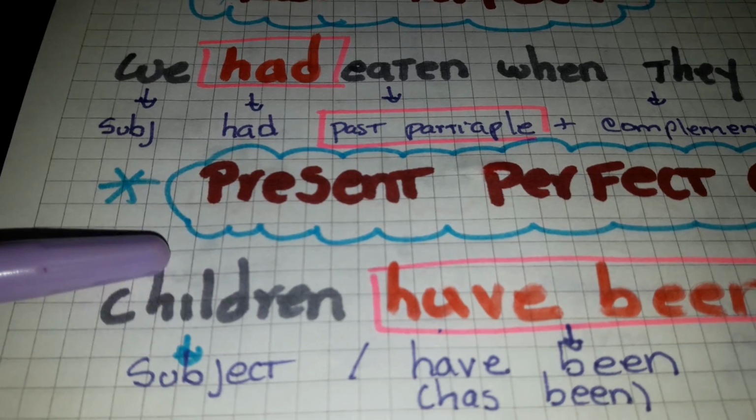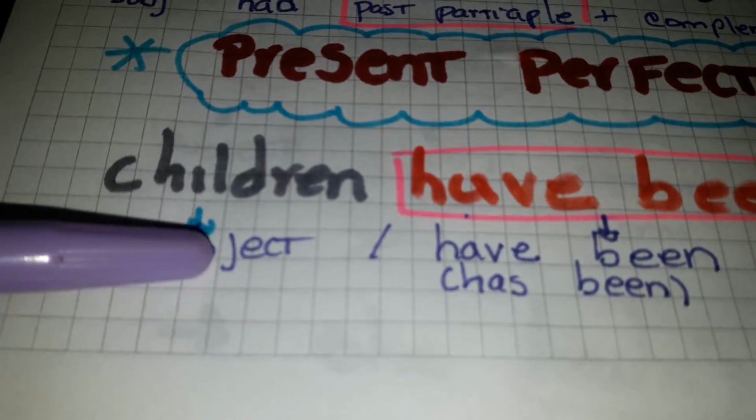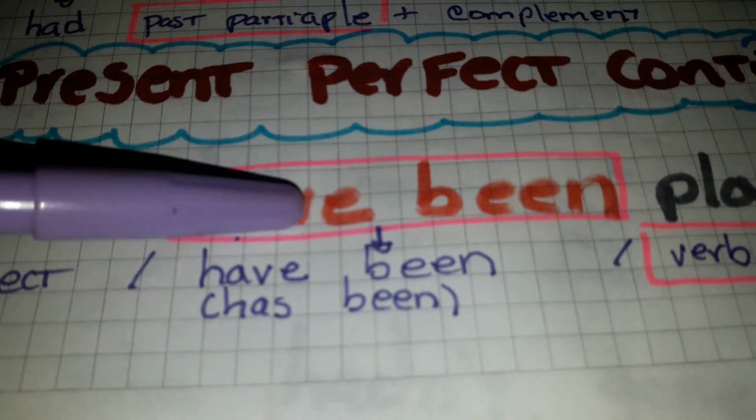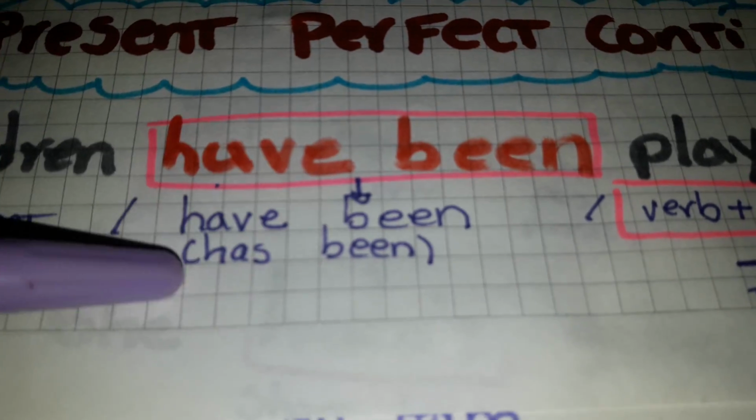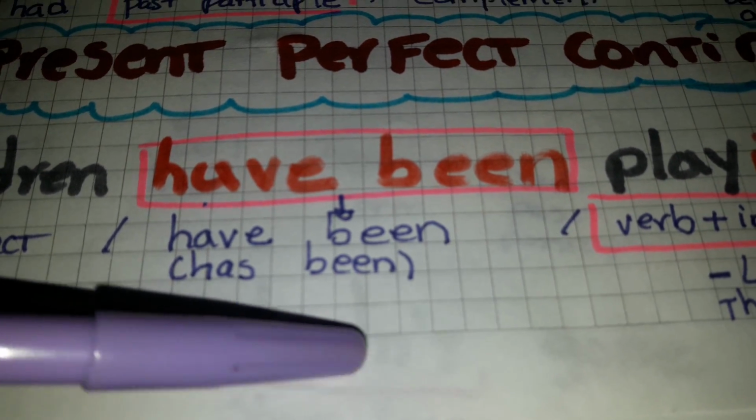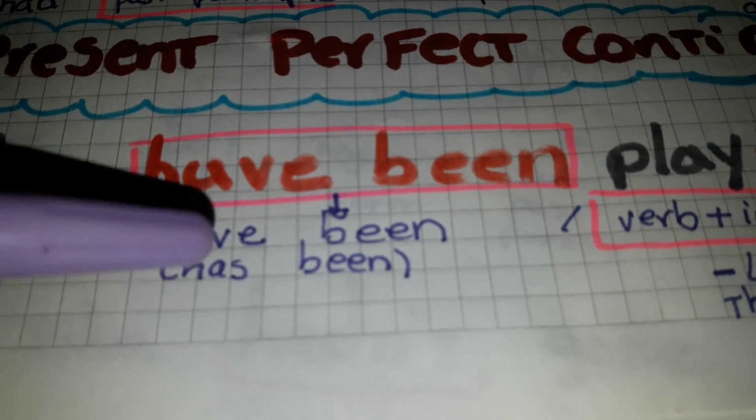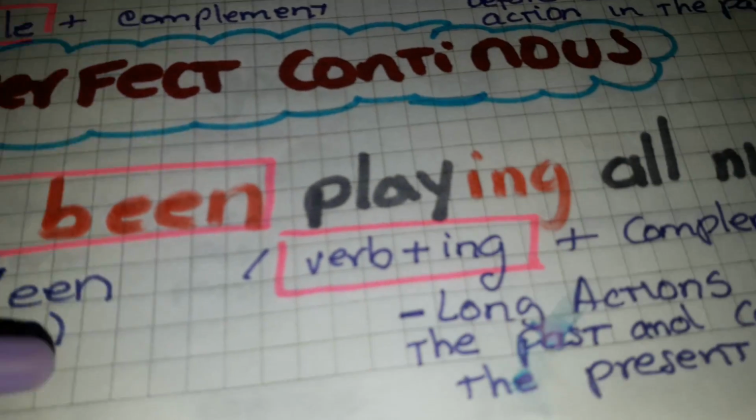Another important tense is present perfect continuous. What is the characteristic of the subject? Have been. When do you use this verb? All the time you use have been or has been according to the subject. Remember that for third person, when you change this to he, she, or it, you put has. Have been or has been.